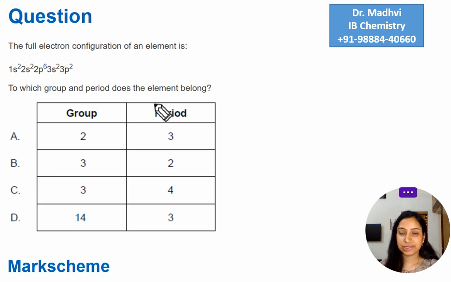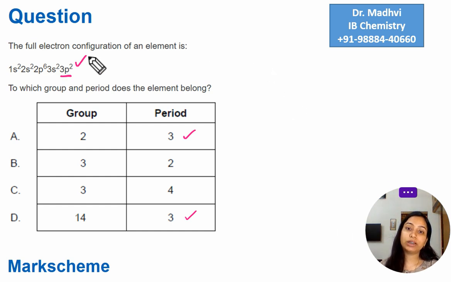Right, so for these types of questions, first, when we have to decide which period this element belongs to, we see that the last electron goes into the 3p orbital. So if the last electron, the valence electron, is in the 3 shell, the period number will be 3, but only when it is in the s orbital or the p orbital. In this case the period should be 3, so the answer can be A or D option, first thing.